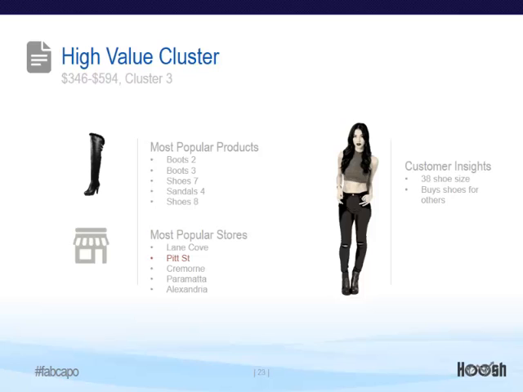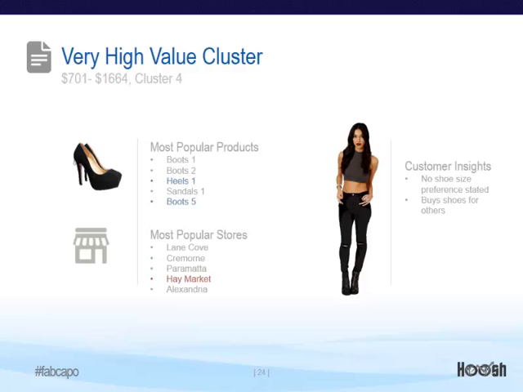We find some new stores that pop up in the 5 most popular stores. But what we really noticed in this cluster, people that spend between 346 and 594, is that they had a very, very high variance of shoe sizes. So these people were mainly buying for other people, with very inconsistent shoe sizes. We came to the conclusion that they're using their discounts to buy for a lot of their friends.